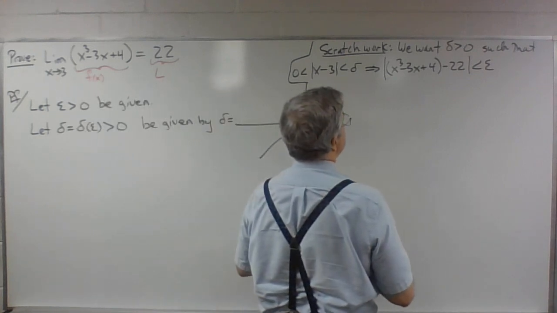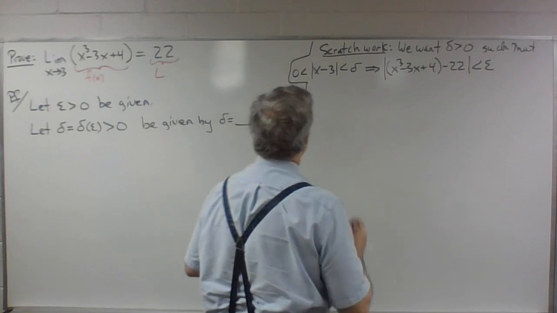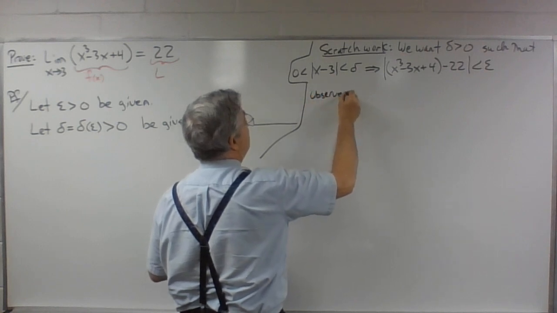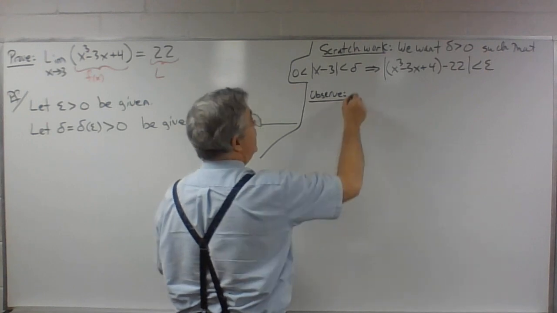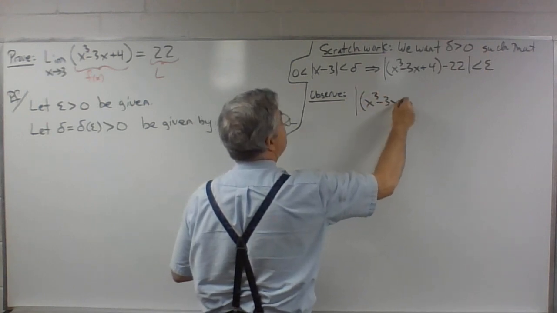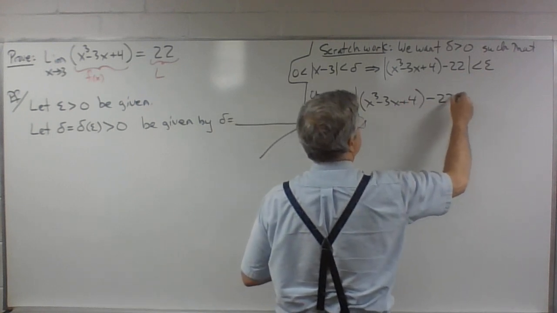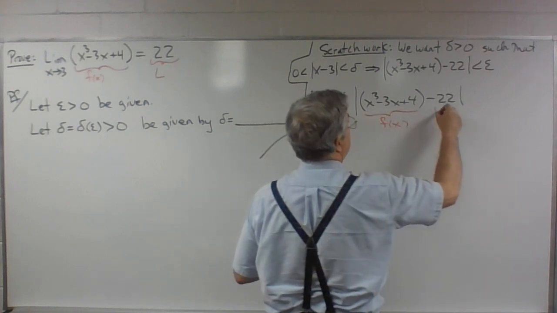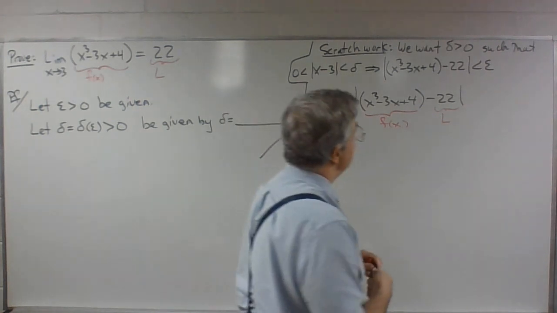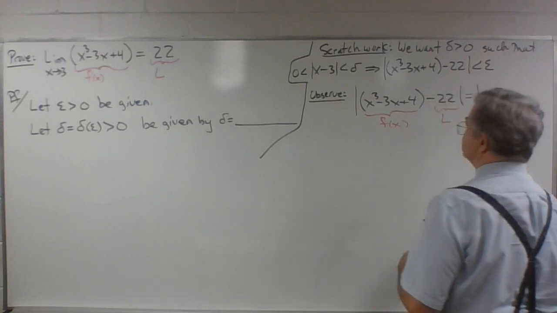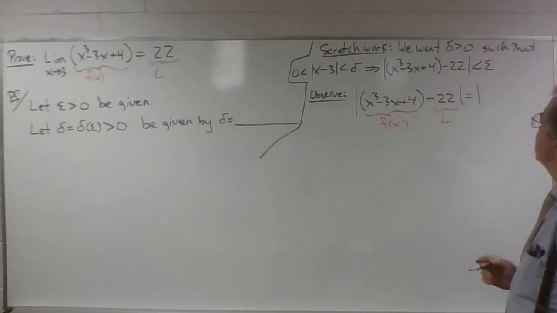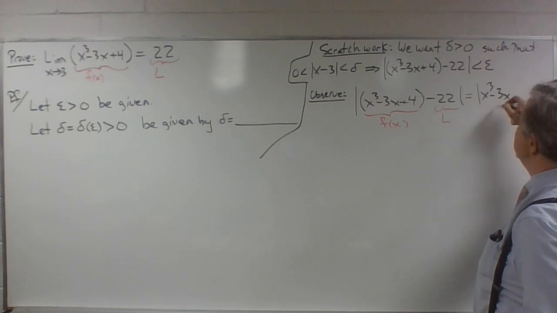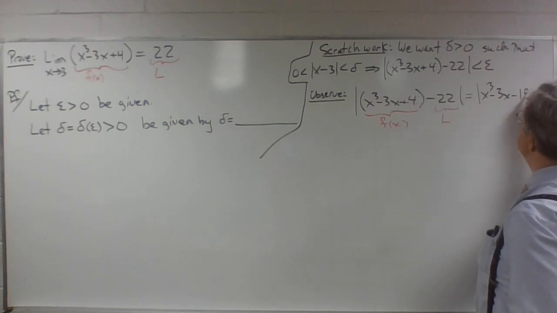And again, it wouldn't hurt to label our main characters here. I'll do it right here. I'm going to say observe, and we have our function x cubed minus 3x plus 4, that's f of x, minus our prospective limit, L, and now I'll just combine the constants. So we have x cubed minus 3x, 4 minus 22, negative 18.